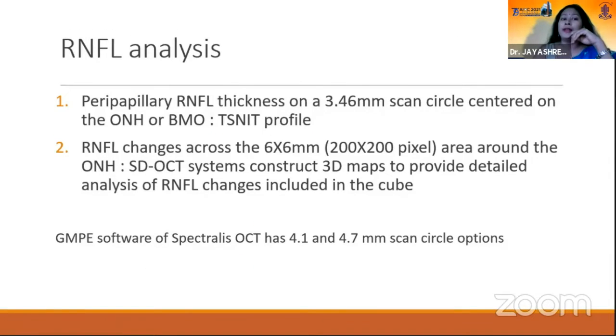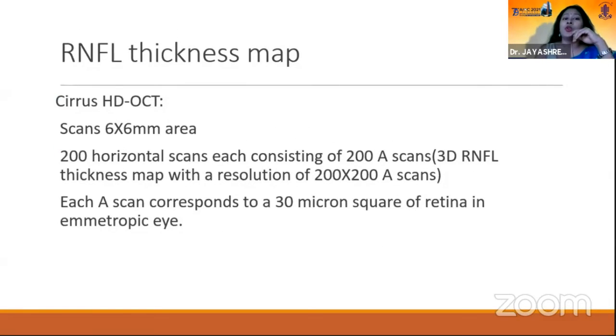Now, RNFL analysis traditionally uses the 3.46 millimeter scan circle that is centered on the optic nerve head or the Bruch membrane opening. It gives us the TSNIT profile. We have the RNFL, second is the RNFL changes across the 6 by 6 mm cube, and also the GMP software of Spectralis. In addition to the 3.46 mm scan circle, we have two additional scan circles, 4.1 and 4.7 mm. So the retinal thickness map regarding the Cirrus HD OCT.